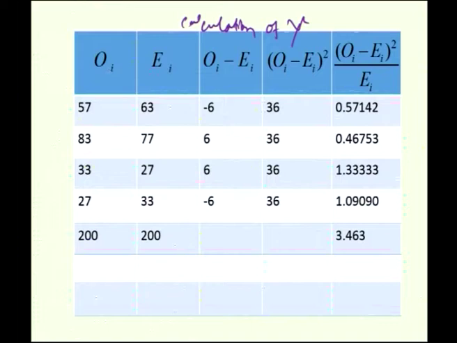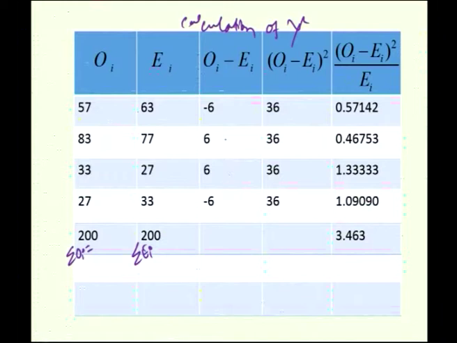OI value given in the question is 57. You have to take the corresponding cell values. Corresponding to 57, the calculated EI is 63. Similarly, corresponding to 83 given in the question, the calculated EI value is 77. Similarly, 33 and 27, 27 and 33. Just see, summation OI is equal to summation EI, both are 200.